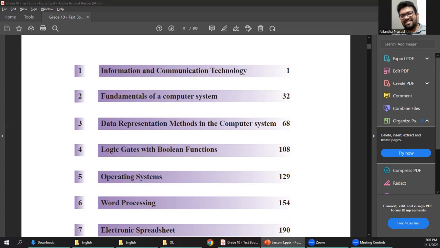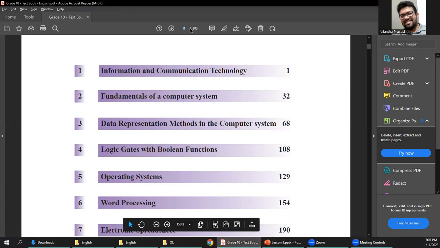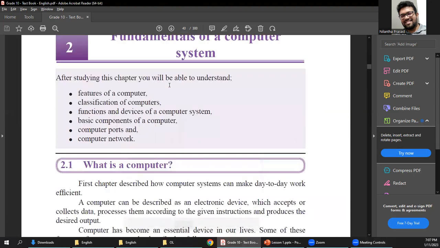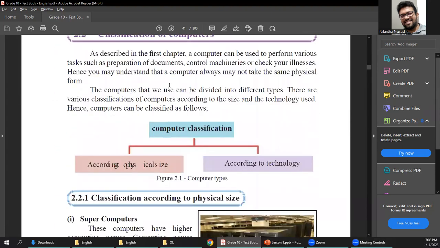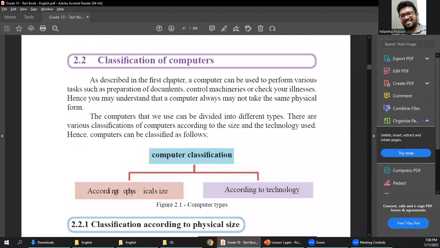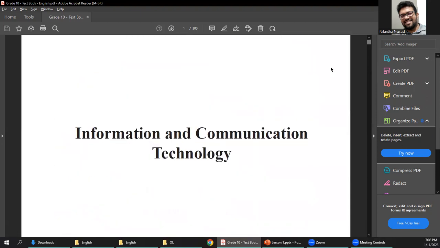Now, if you go to this chapter, chapter 2, you can see the classification of computers, how they are classified based on their capacity and based on their task. Those things we will discuss in that chapter.